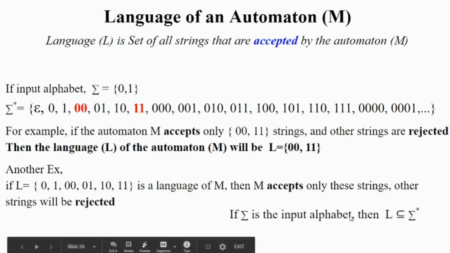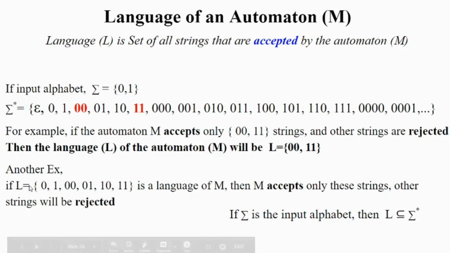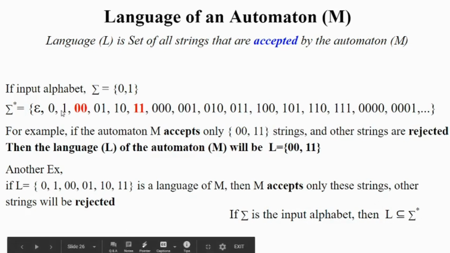If sigma is the input alphabet, then L is a subset of sigma star. It implies that the strings which you are counting in the language L must be selected from sigma star, or must be present in sigma star. I am repeating, if sigma is the input alphabet, then L must be a subset of sigma star. Its meaning is that the elements of L, the language, must be present in sigma star.